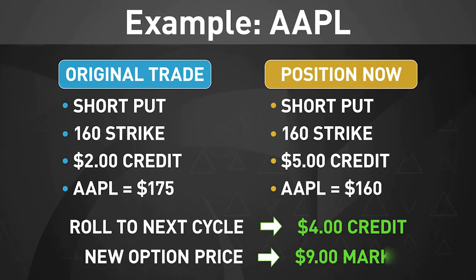But once this position moves out to the next cycle, its mark will no longer be $5. It will be more than $5 because the options have more time associated with them by being in the next cycle. In fact, the mark will be higher by the amount of the credit that you rolled for, because that's where the credit roll comes from, which simply means you still have some work to do to bring the position back to profitability. And again, lean on duration over direction.